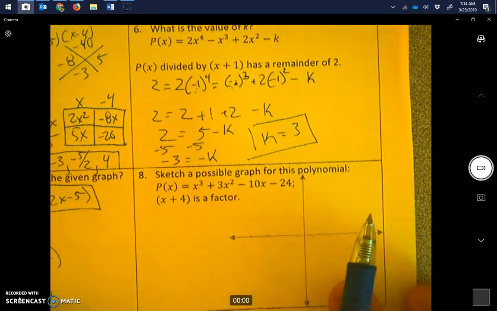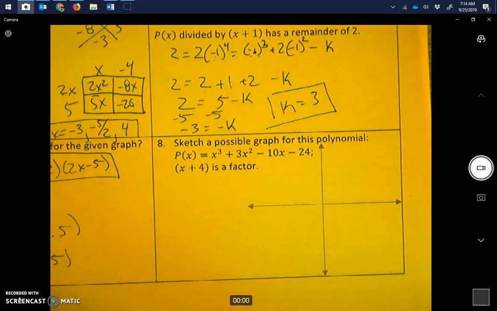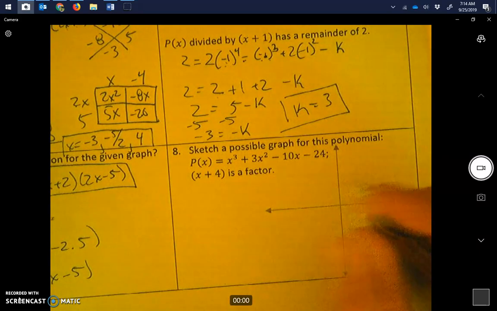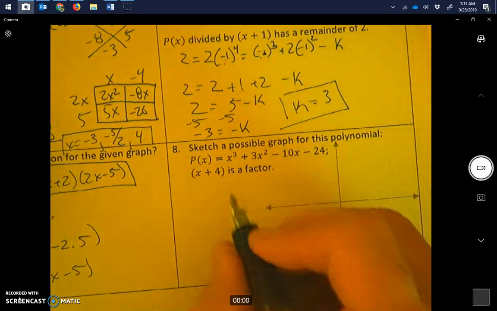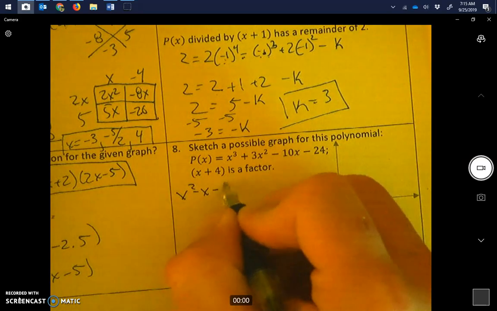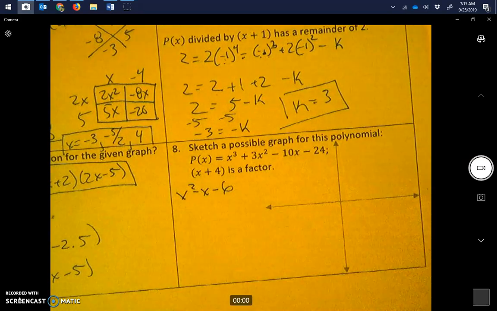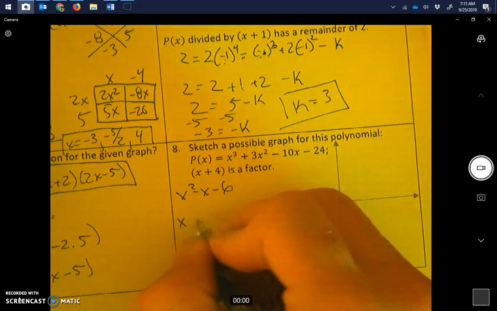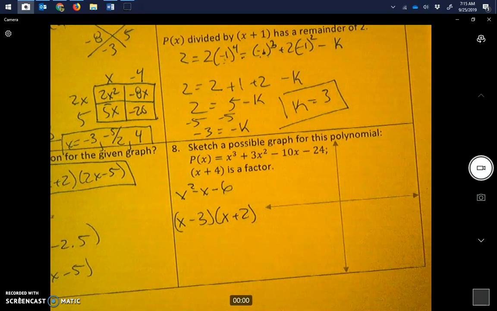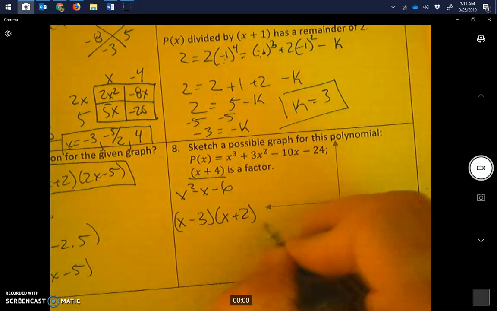Okay, last question. We have to divide this again. We have to find our zeros, and then we just have to sketch a graph of it. So I'm not going to do the division on this assignment right here because it's taking too long. I've already done enough division. So when you divide x plus 4 into this, the number we get out is x squared minus x minus 6. So we have to factor this. When we factor that, we get x minus 3 times x plus 2. And our original factor, which they give us, is also x plus 4.